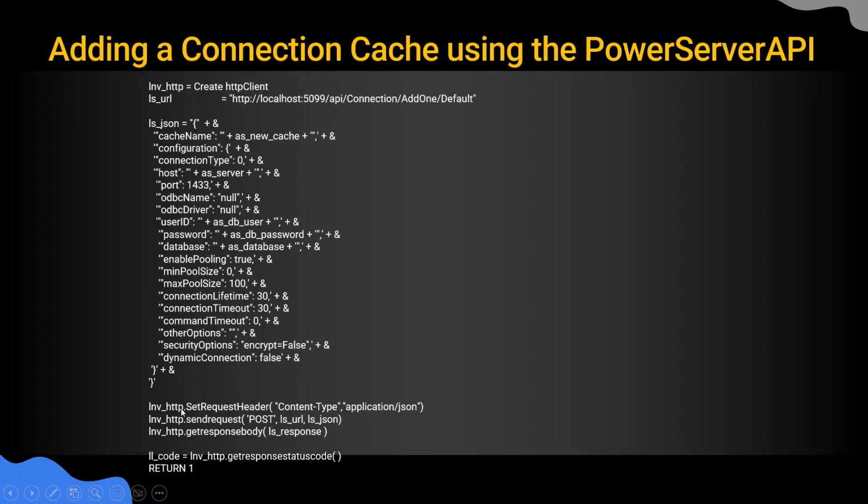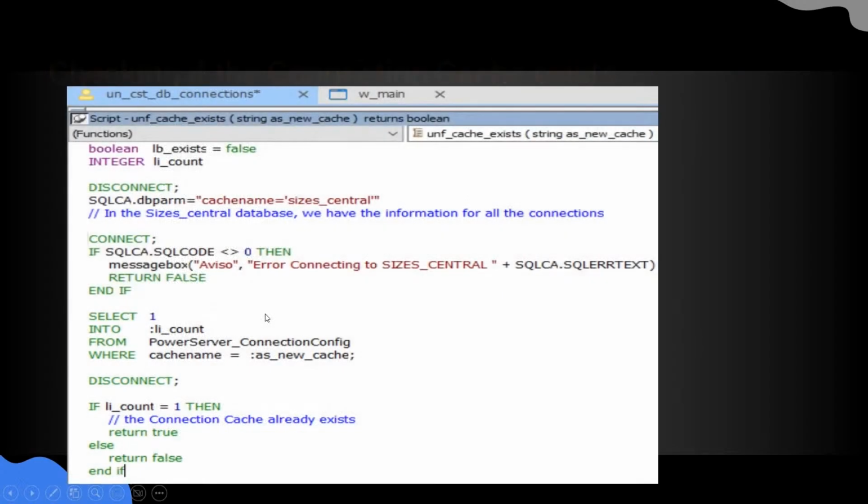And then we call the HTTP client's set request header. It's application JSON. Then we send the request using a post. We send the URL and the JSON. So with these lines of code, the new connection cache is going to be created.